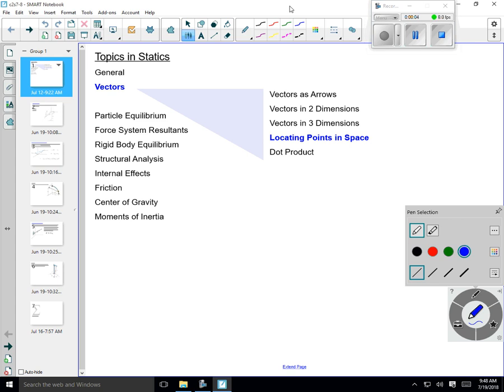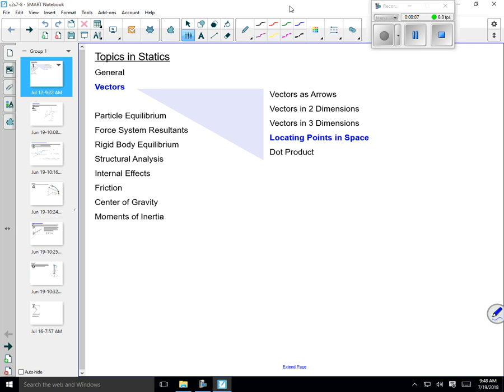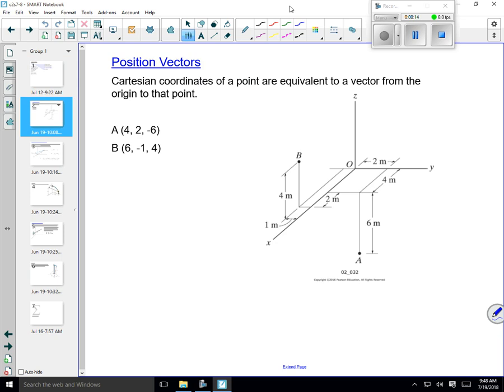Back to topics in statics. This video is going to be on locating points in space. It's hard to describe what that means. Let's start with a picture.